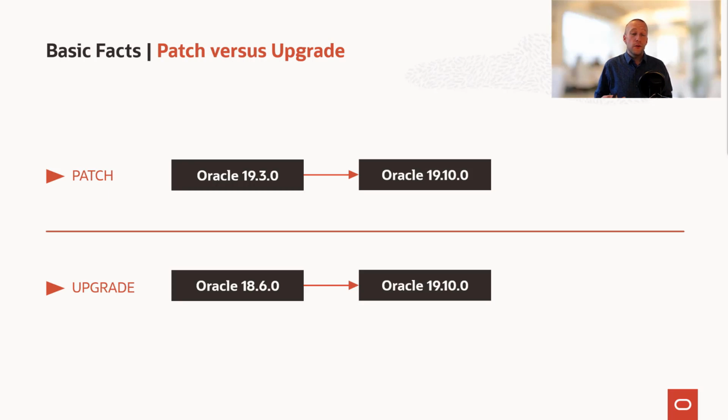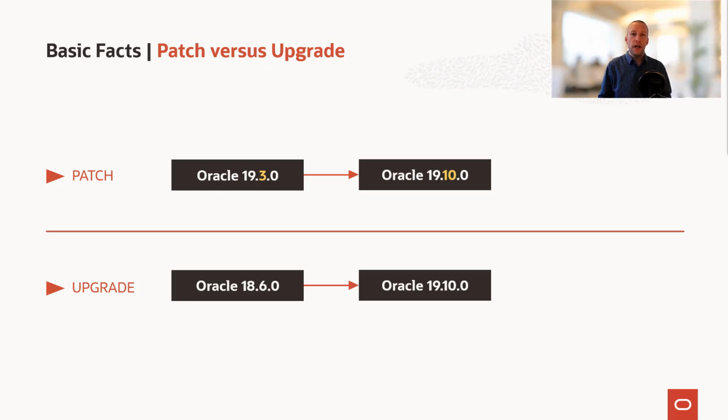It's also good to be able to distinguish between a patch and an upgrade. So, is it a patch or is it an upgrade? Well, you can easily tell that by just looking at the number format. If it is a patch, you'll see that the second number changes from, in this case, 19.3 to 19.10. Had it been a release update revision, it would have been the 3rd digit that changed.